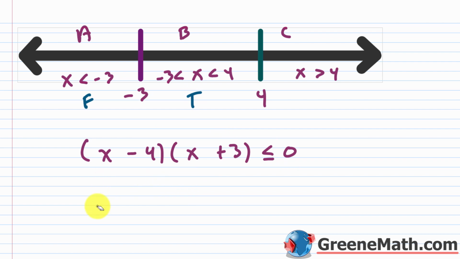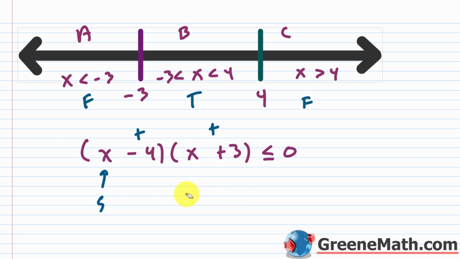Okay, so let's move on to this one over here where x is greater than 4. Let's maybe pick 5. I think that's easy to work with. 5 minus 4 would be 1, so this is positive. Then 5 plus 3 would be 8, so this is positive. Positive times positive is positive, and a positive is never less than 0, so this is false.